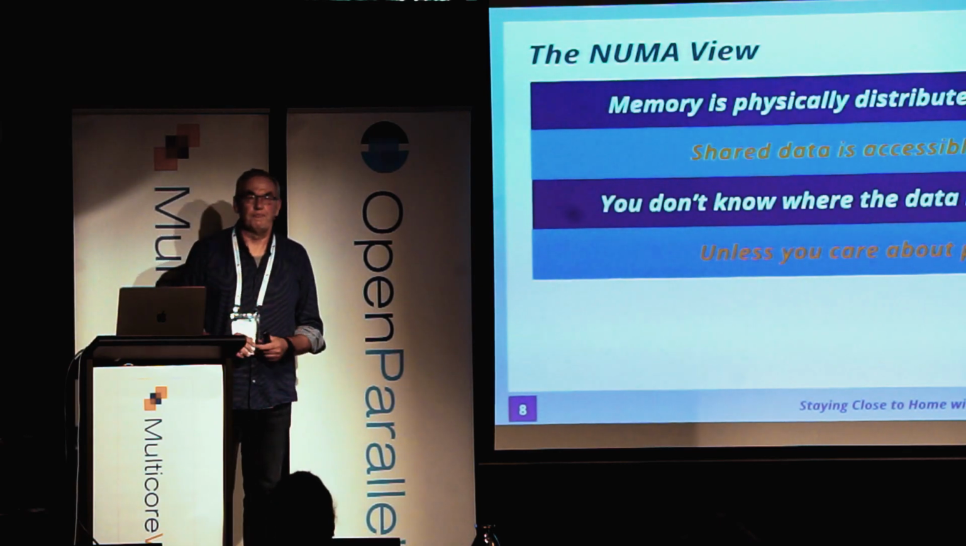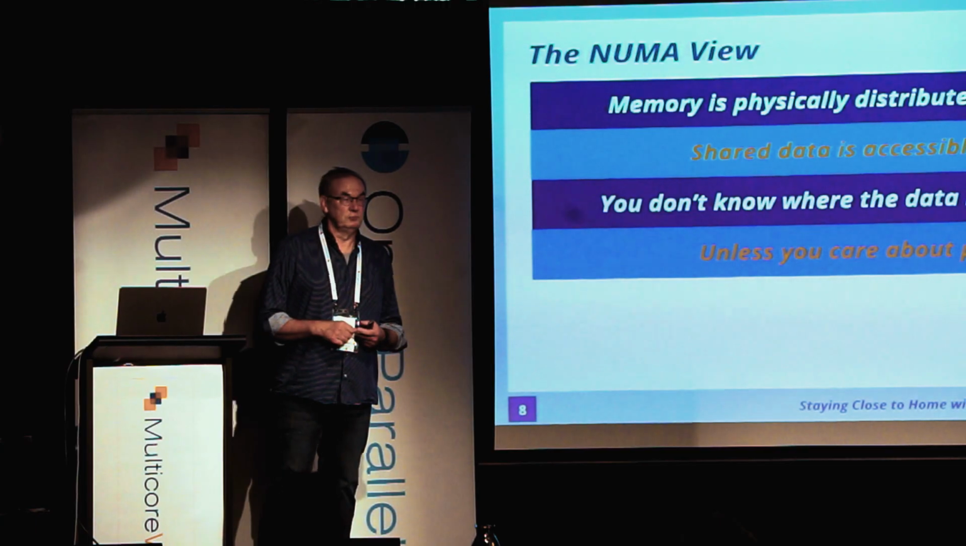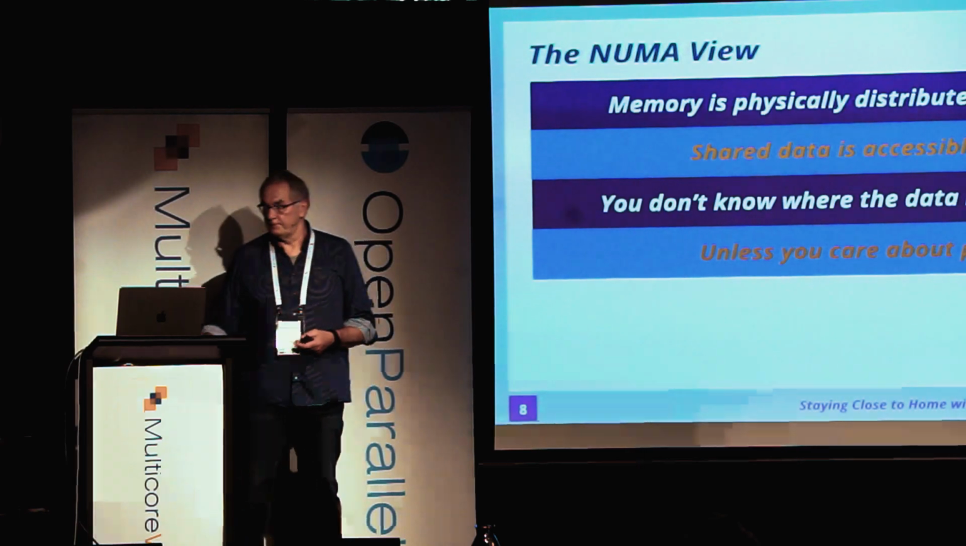So with NUMA, memory is physically distributed, but logically shared. To you, this is one memory. The shared data is accessible by all threads. The thing is, you don't know where the data is, and it doesn't matter unless you care about performance. Then it does matter.